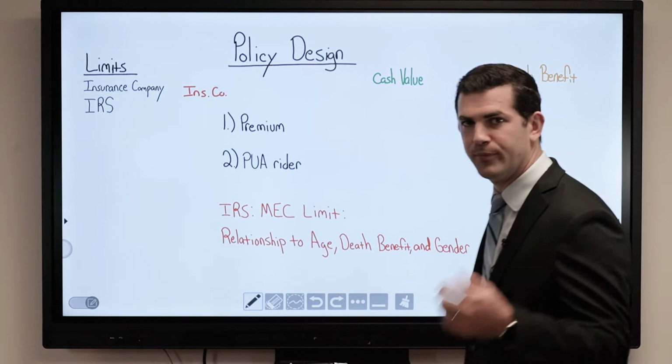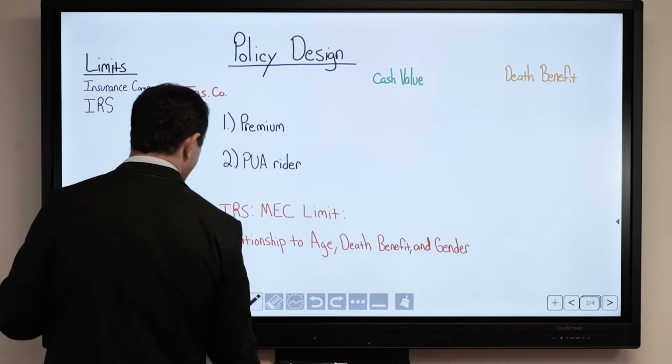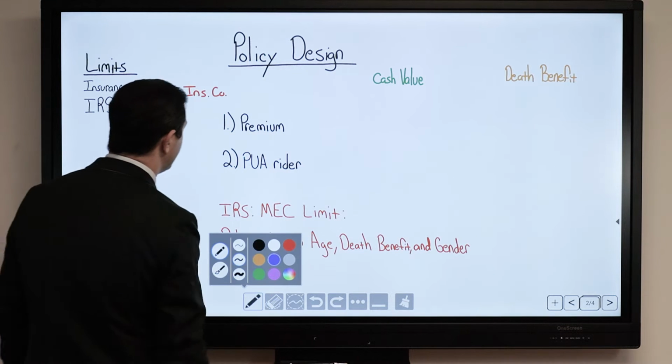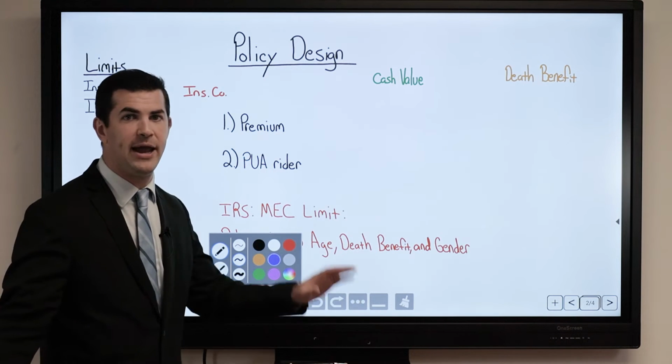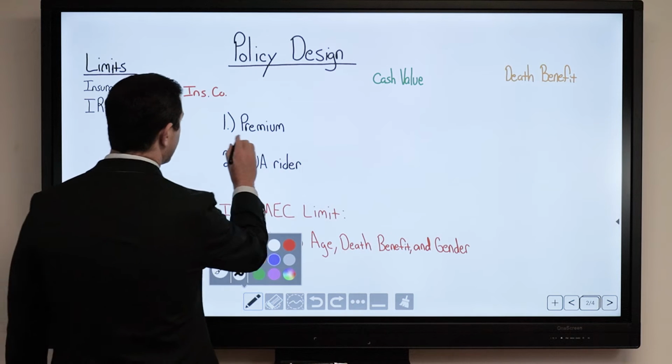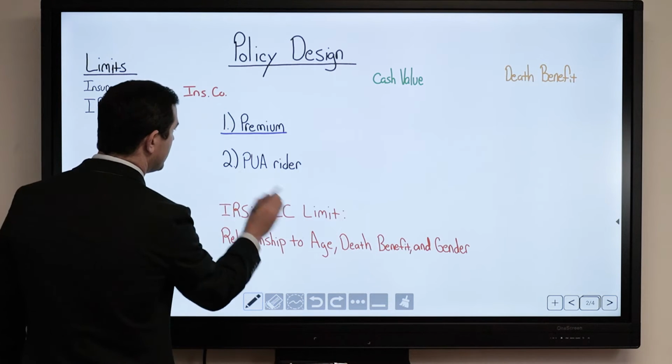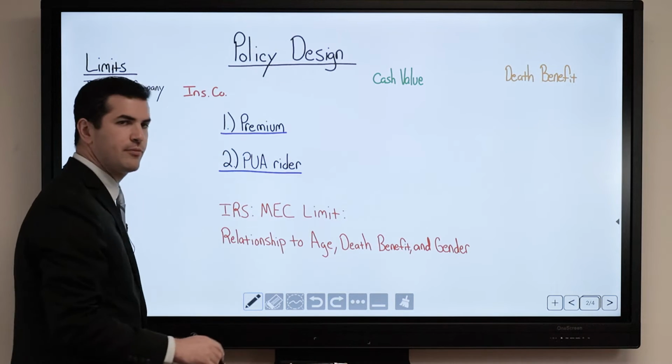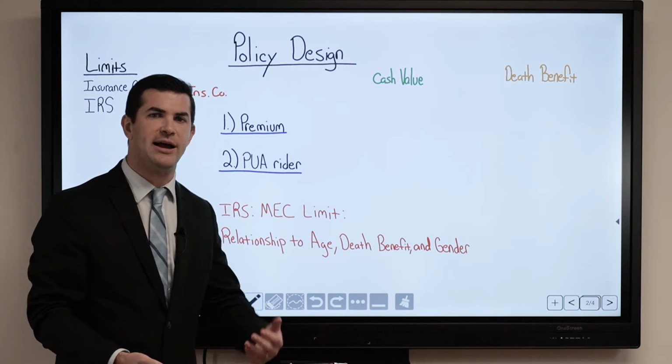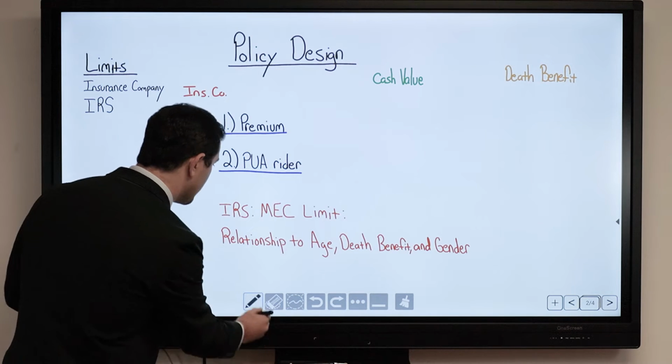This might look familiar. We've got our policy design chart. We've touched on this several times. When I pay money into a policy, where can it go? Premium or the PUA component? And we've covered several times the relationship of these two components.